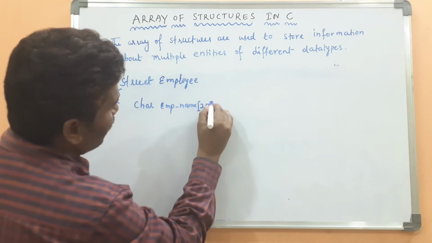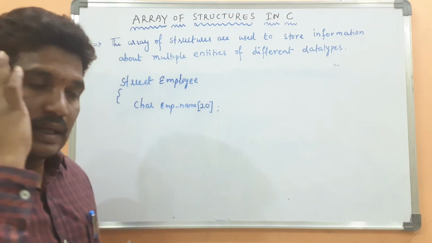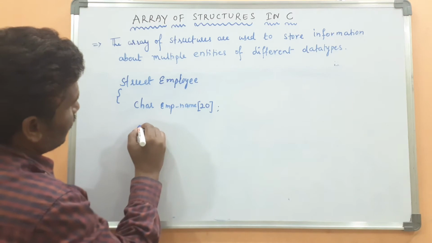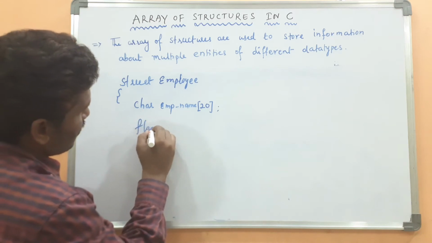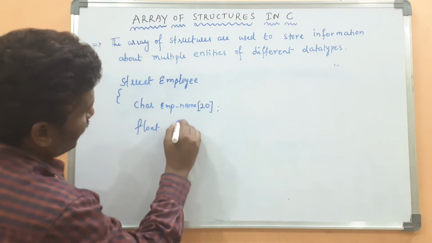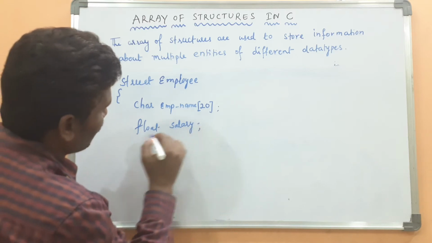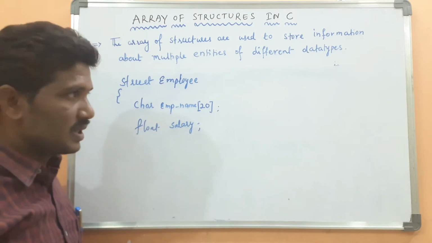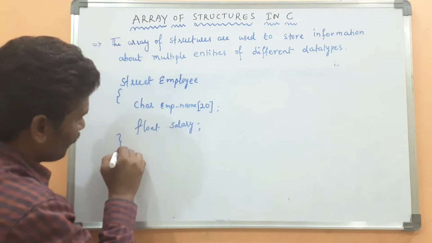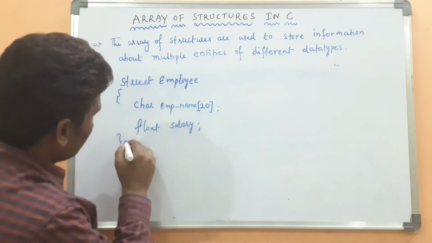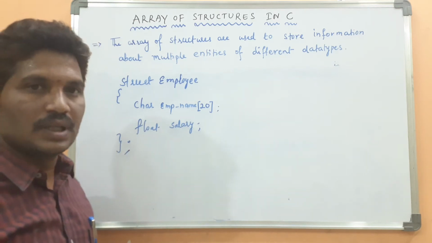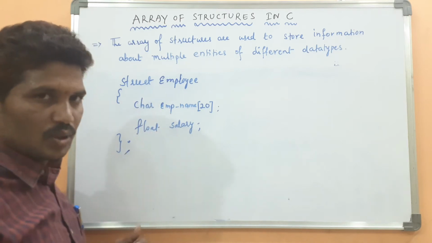suppose 20, then float salary. Okay, I have taken the two members of structure employee. Okay. The structure ended with a semicolon.